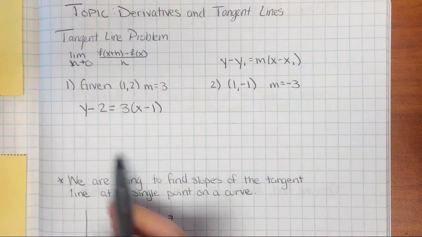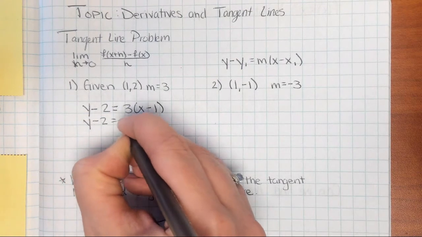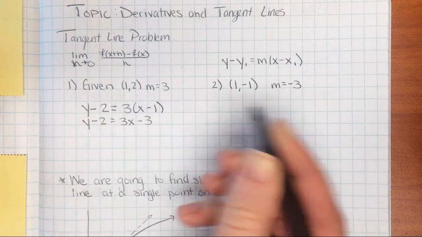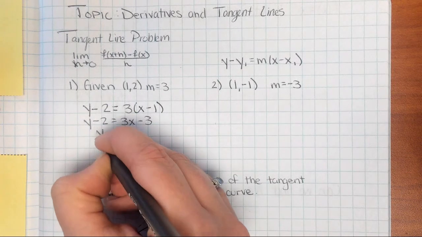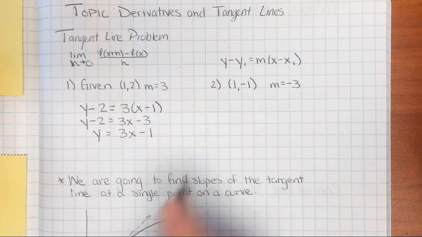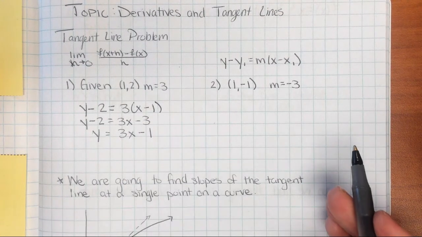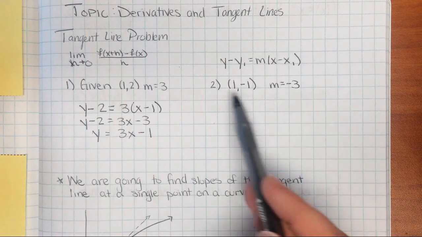And if I wanted to, I could simplify this, and I could call this y minus 2 equals 3x minus 3, and I could take it one step further and say y equals 3x minus 1. And therefore, I've created a tangent line given a slope and a point. Okay? Let's go ahead and try this again over here.